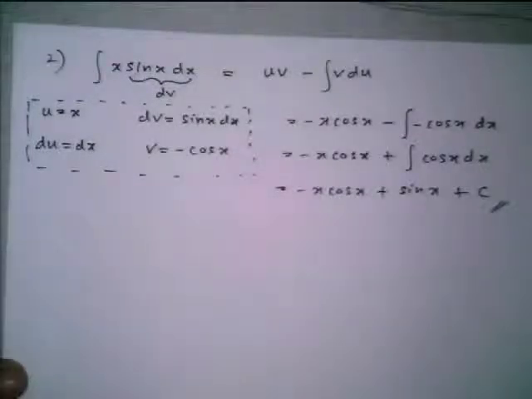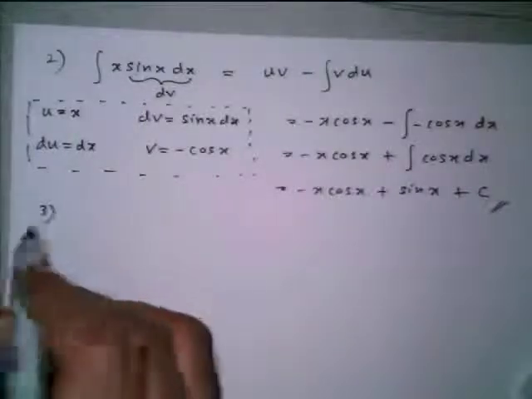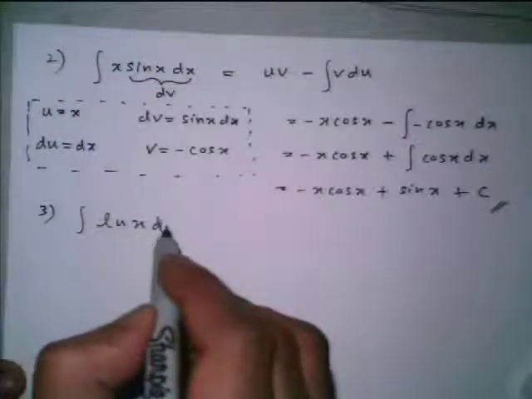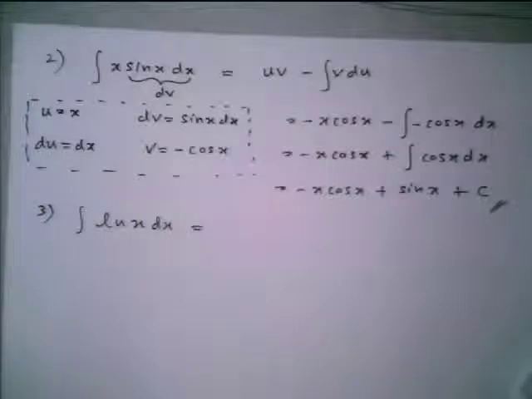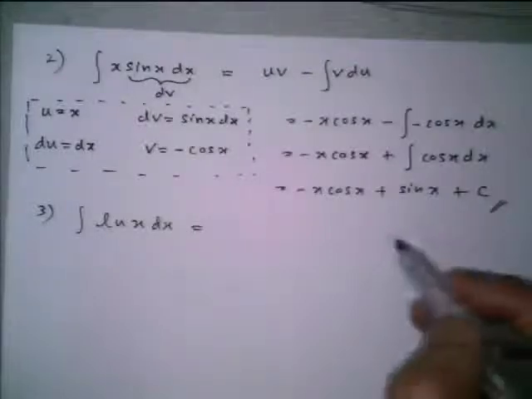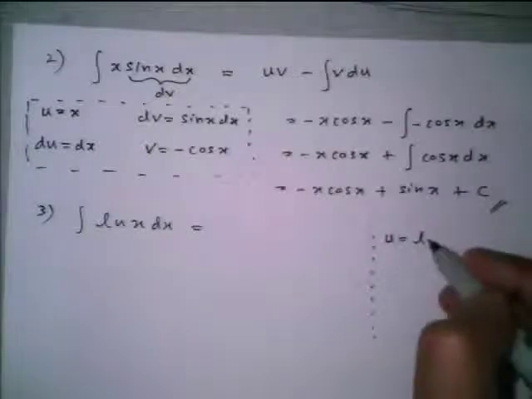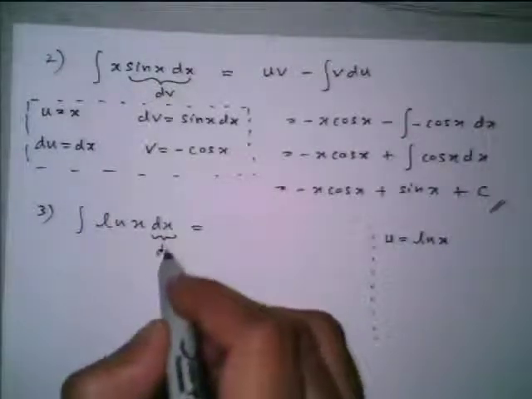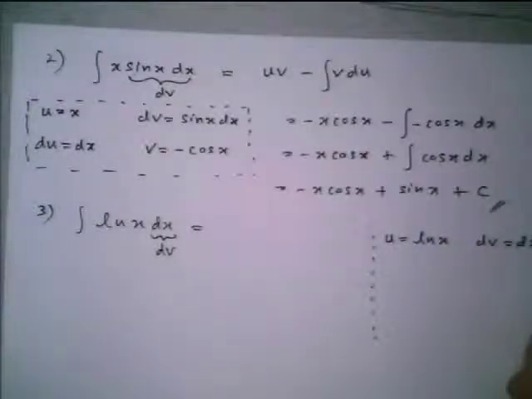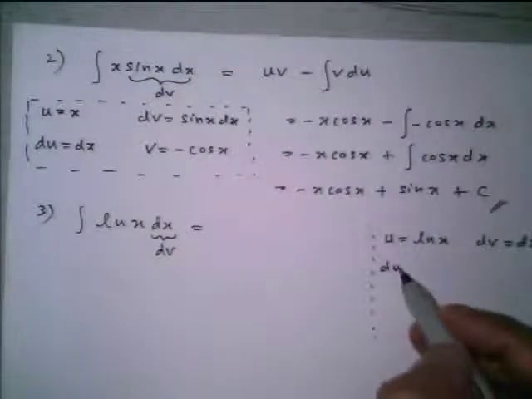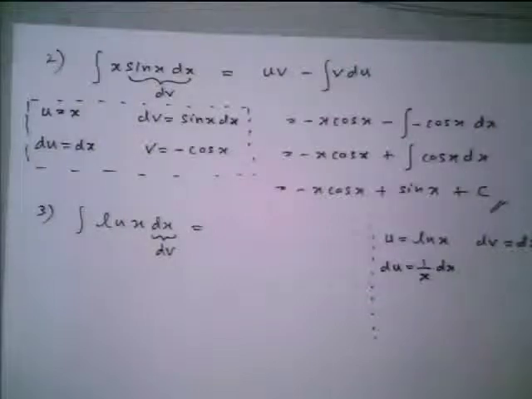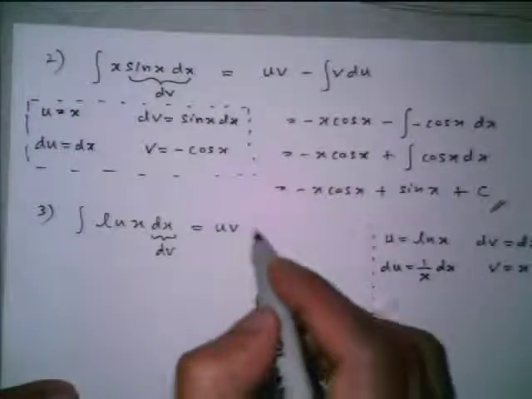So let's do more examples. Third one. How about ln x? What is the choice for u? ln x, very good. And then the rest of the part, I'm going to pick as dv. So dv equal dx. Take the derivative. So du equal 1 over x dx. Integral, v equal x. We have all the terms that we need. So let's put it there. So it is uv minus the integral of v du.